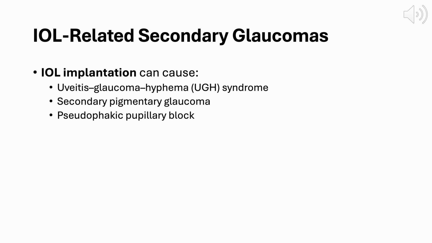Now let's look at IOL-related secondary glaucomas. Lens implantation can set the stage for several types of secondary glaucomas, including UGH, or UG syndrome, secondary pigmentary glaucoma, and pseudophakic pupillary block. We'll go over UG syndrome in detail on the next slide. So, hang in there, we're almost done.